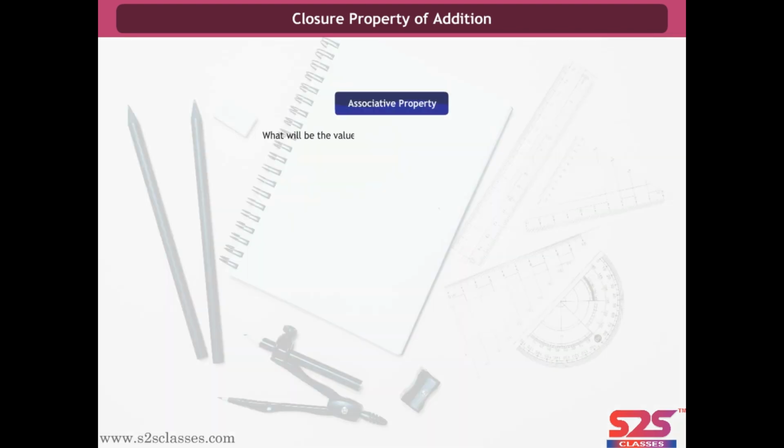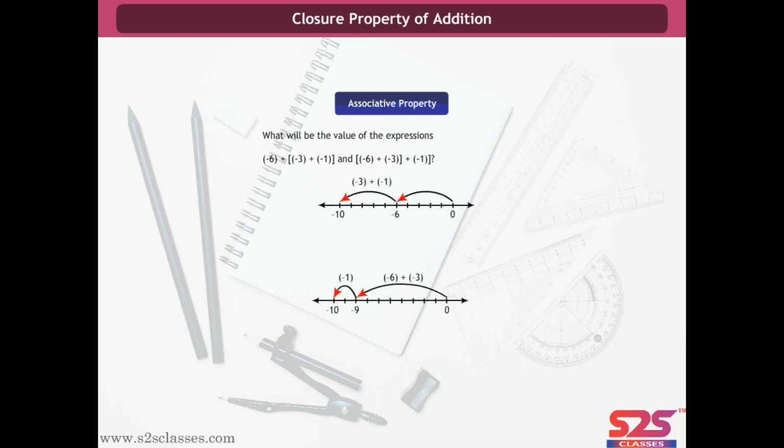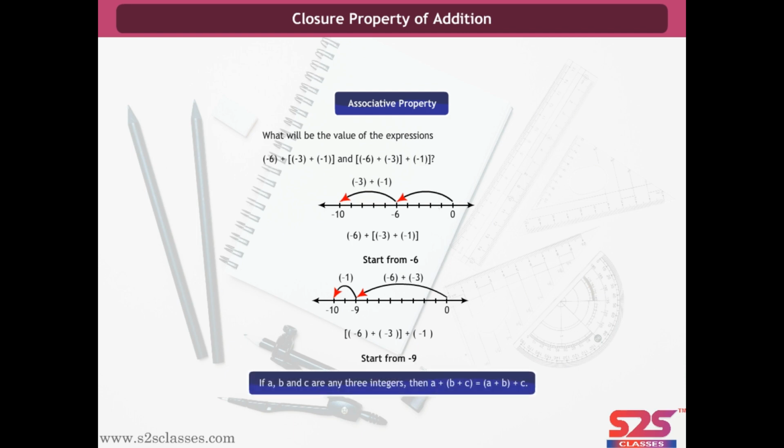Associative property. What will be the value of the expressions minus 6 plus minus 3 plus minus 1, grouped in the two different ways? By solving the equation in the number line representation, in both cases we get minus 10. It is known as the associative property of integers over addition, which states that if a, b and c are any three integers, then (a plus b) plus c is equal to a plus (b plus c).